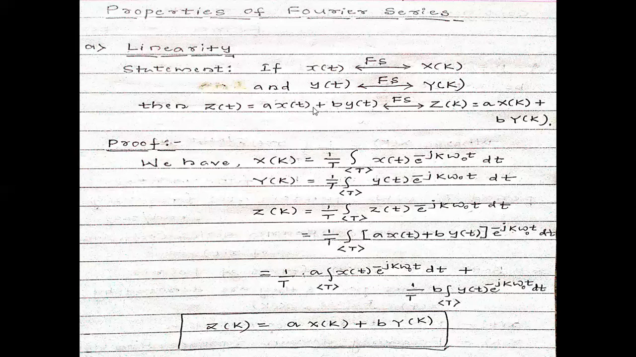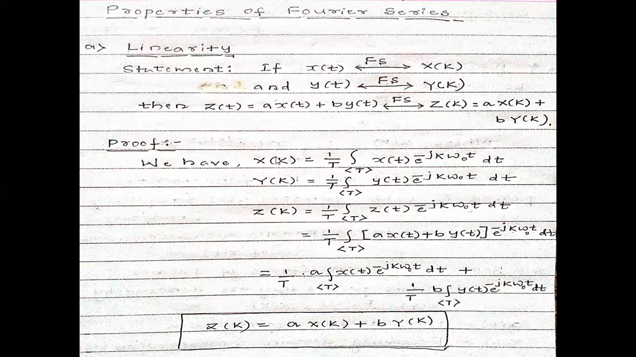Then let us take the weighted sum of these two input signals scaled by two different constants, a times x of t plus b times y of t, denoted by the signal z of t. Its Fourier series is given by z of k equal to a times x of k plus b times y of k. Now we have to prove this property.